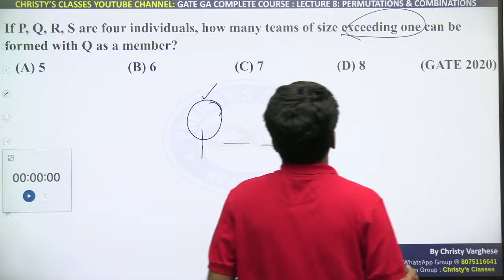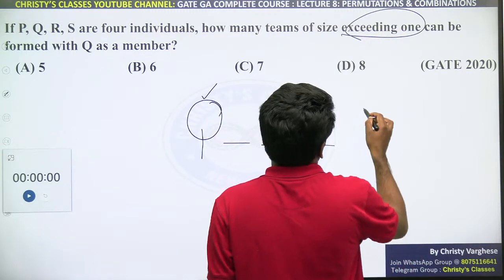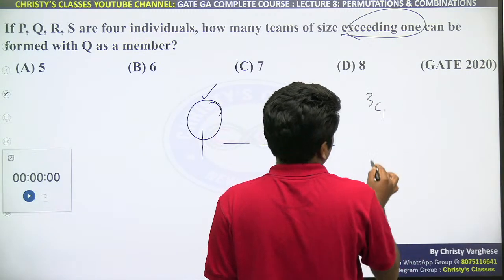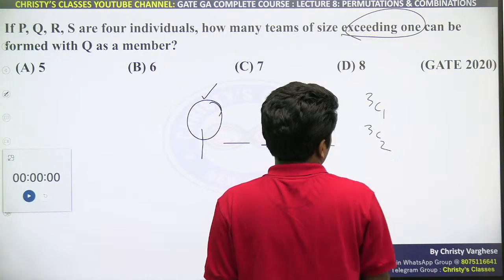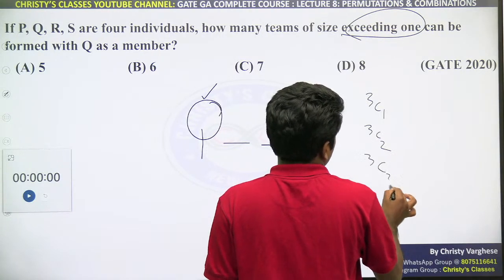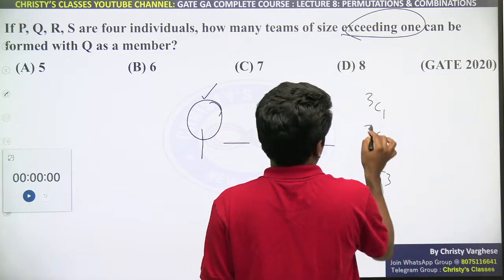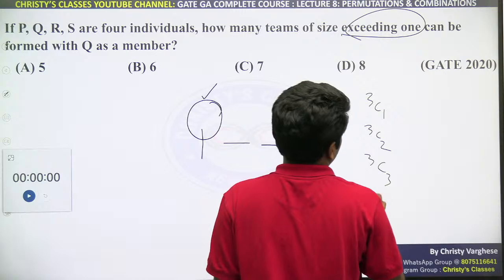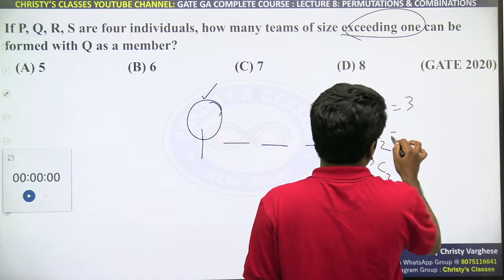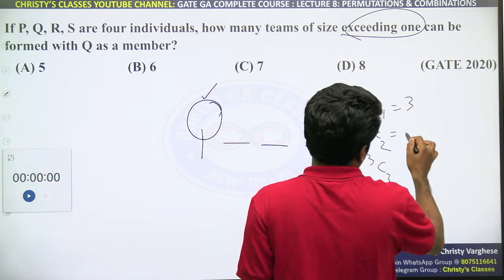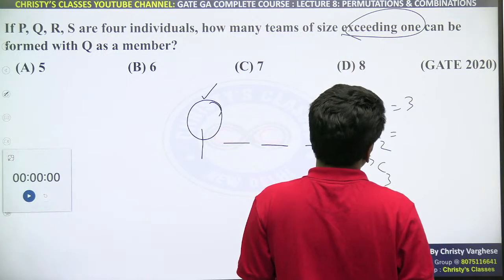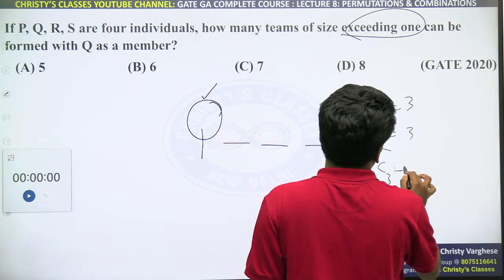Some people do this question like this. 1 person select करने का 3C1 ways है. 2 people select करने का 3C2 ways है. 3 people select करने का 3C3 ways है. 3 में से 1 person को select करना, 3 में से 2 persons को select करना, 3 में से 3 persons को select करना. बहुत सही idea भी है. 3C1 तो 3 है, 3C2 तो 3 है and 3C3 तो 1 है.